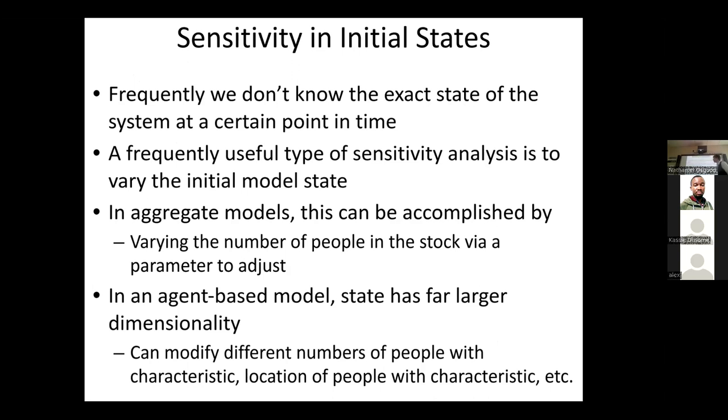Another issue that does come up in dynamic modeling in general and agent-based models in particular is sensitivity to the initial state of the model. And here, it often reflects the fact we rarely know the initial state of a system. And a useful type of sensitivity analysis is often to vary the initial state. Now, sometimes people get really caught up in initial states. There are many models where the initial state tends to get washed out over time.